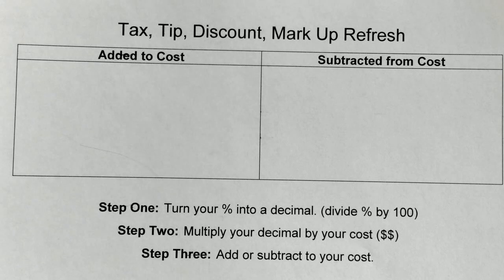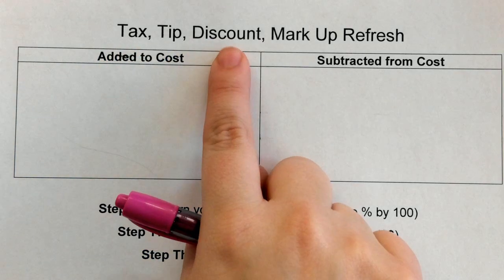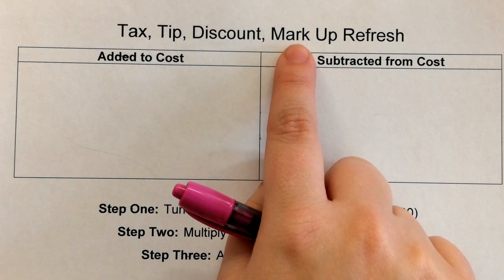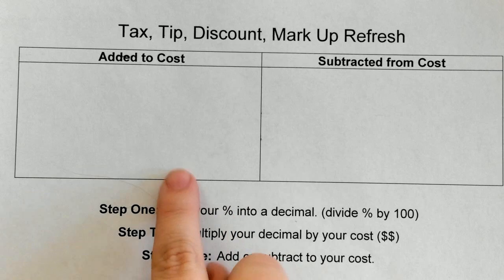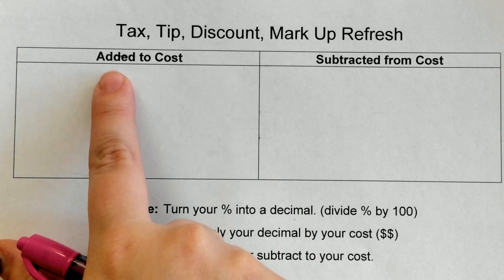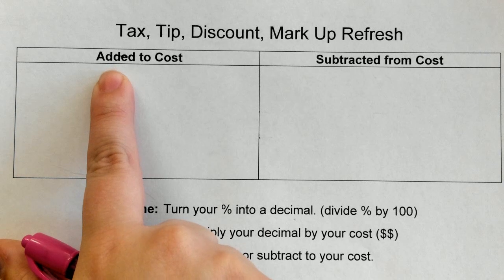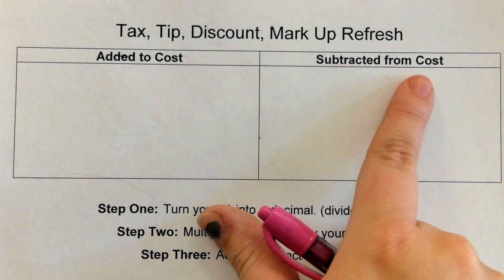So this video is meant to be a quick review of how to calculate a total after a tax, a tip, a discount, or a markup. Before we get started with the math part, first we need to talk about which of these scenarios would be added to your cost and which scenarios would be subtracted from your cost.